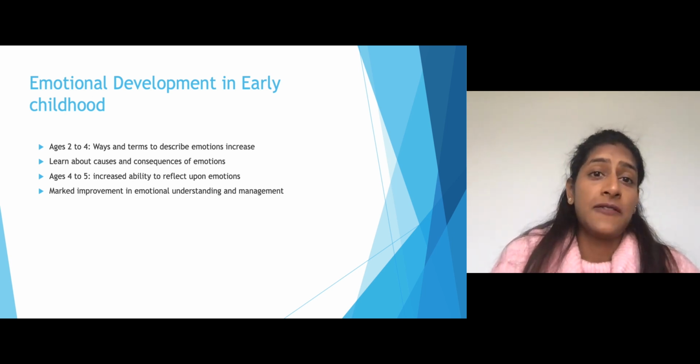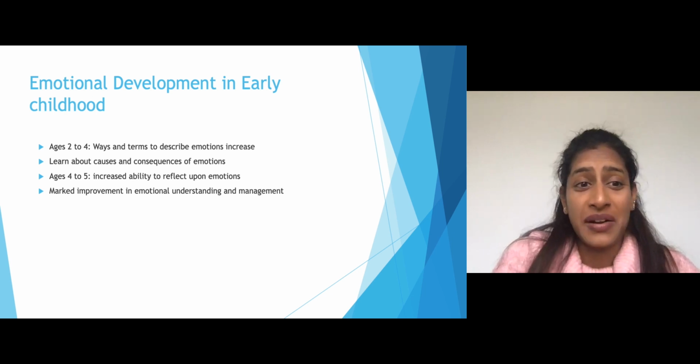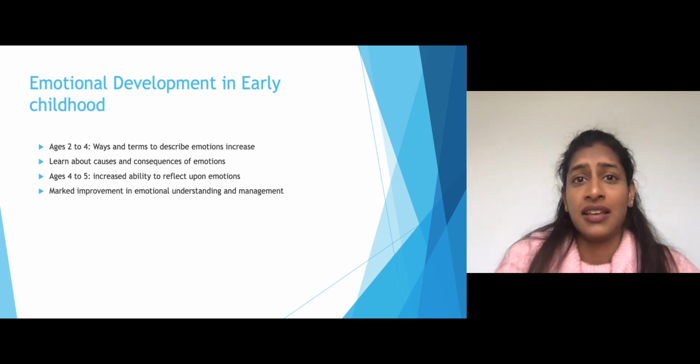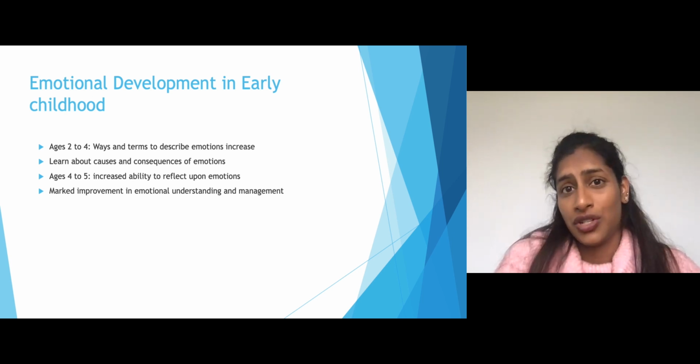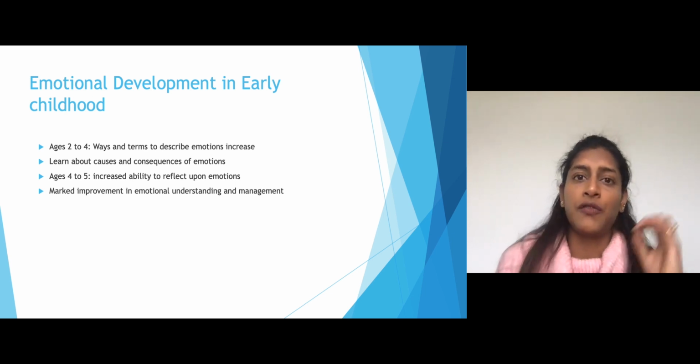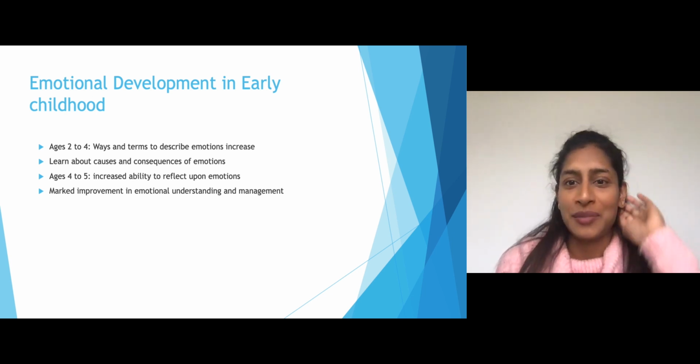By ages 4 to 5, we're getting even better, right? We're able to reflect on those emotions, and we're making improvements in terms of that emotional understanding. Our management of emotions is also getting much better as well. And for parents, this is very welcomed typically.